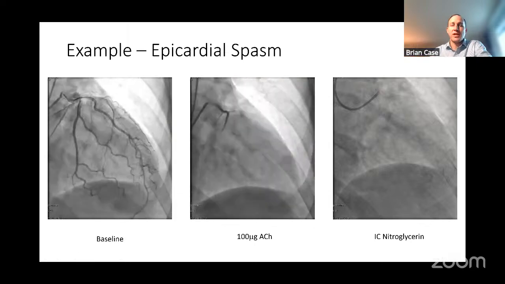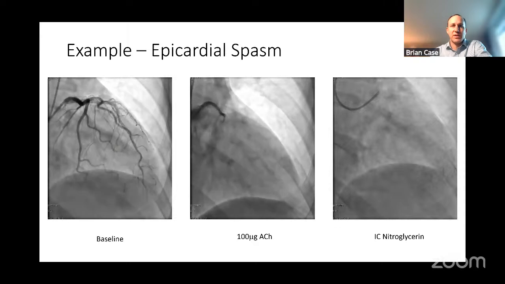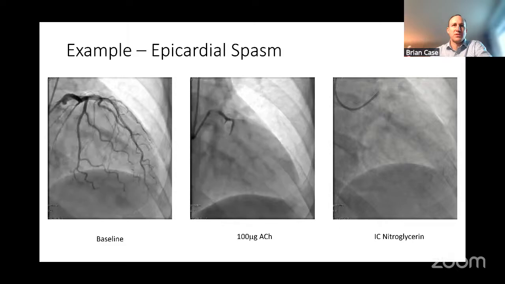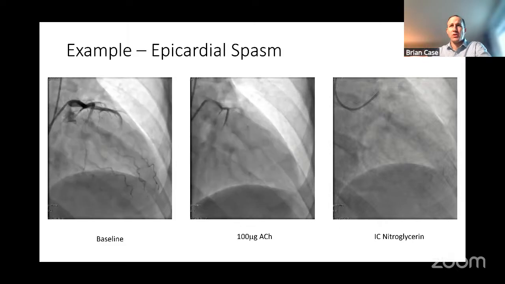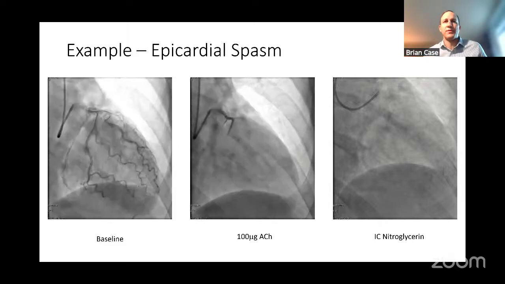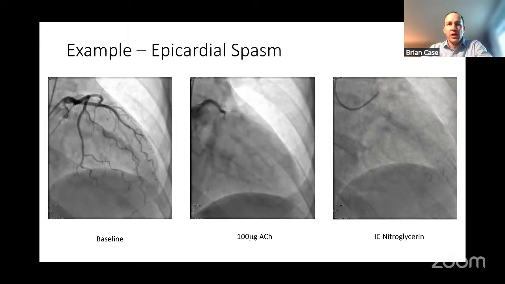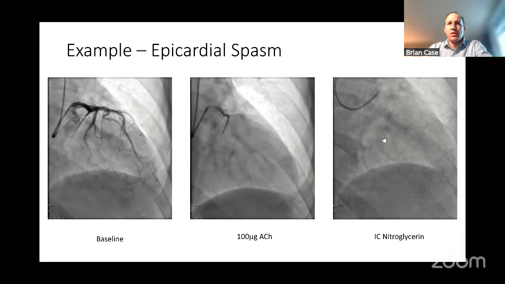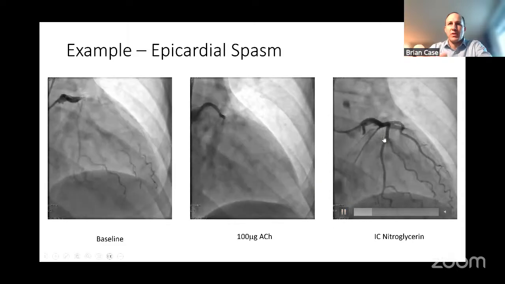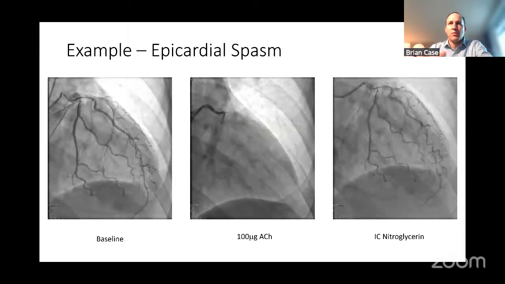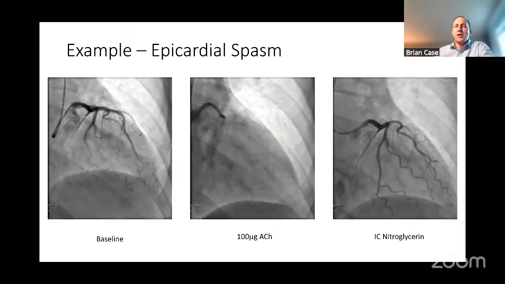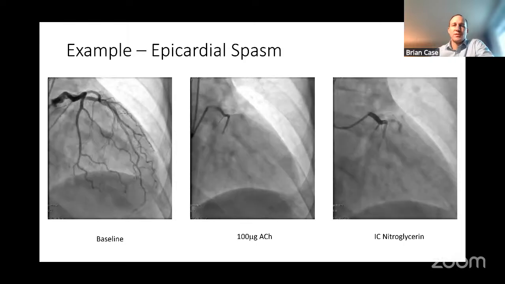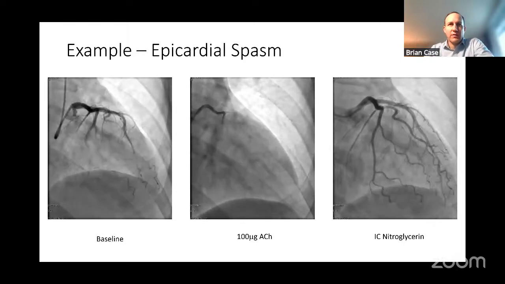I'm not trying to scare you guys. This is an extreme example, but the LAD was occluded and the mid-circ was occluded. Of course, she felt it. She was hypotensive. She was becoming bradycardic, but we quickly gave 200 mics of nitroglycerin over a minute. This is her repeat angiography here, where the vessel completely came back. She felt better. She was stable. She was discharged home, placed on calcium channel blockers, and she's doing well ever since.